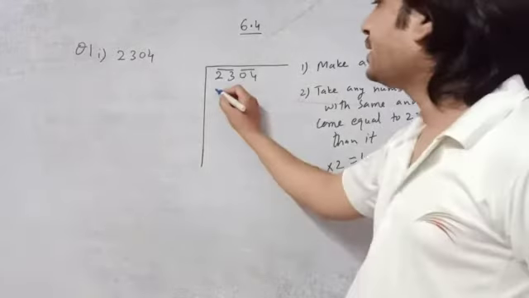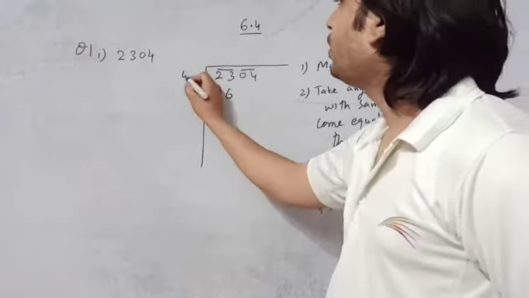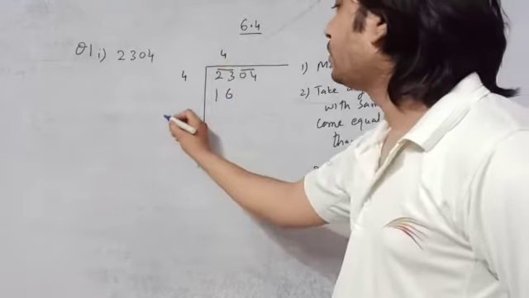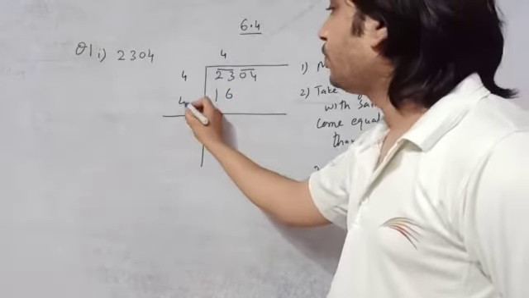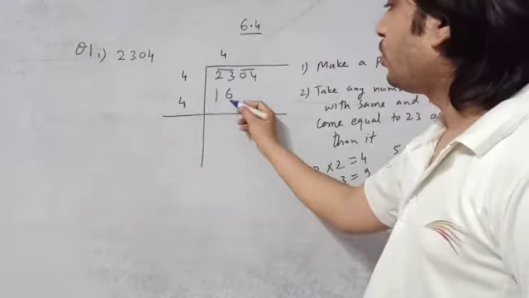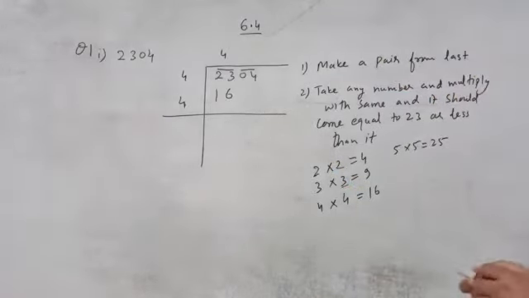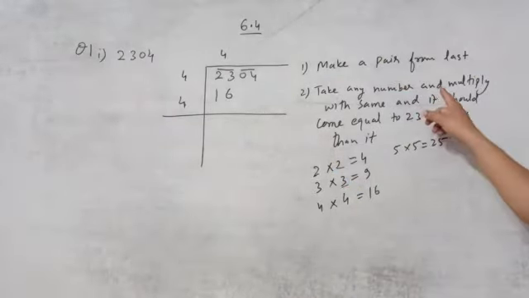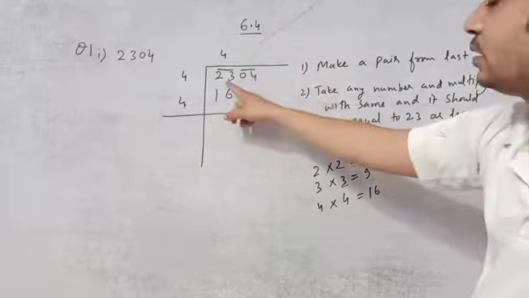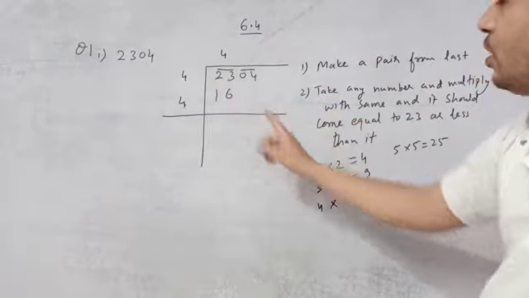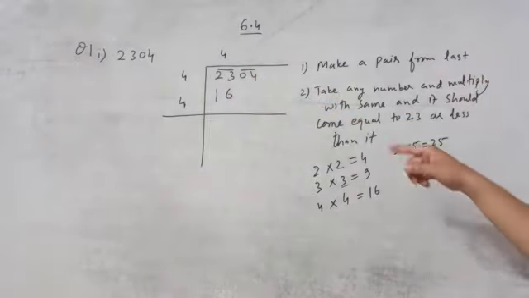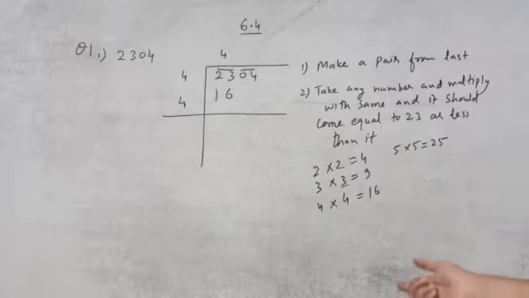Here we will write the 16, and here we will write the 4. Here also we will write the 4. 4 into 4 is how much? 16. So here we have to take any number that should be less than or equal to 23, but it should be the maximum such number.